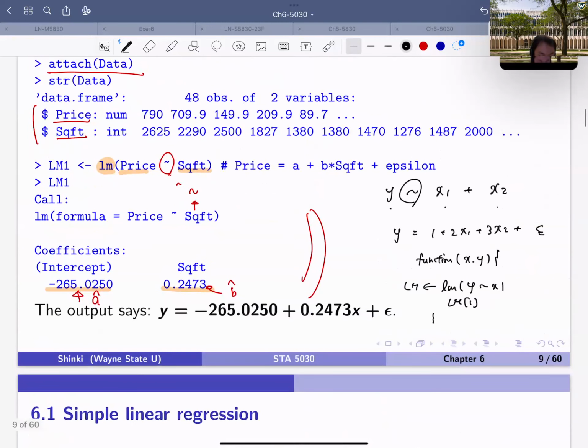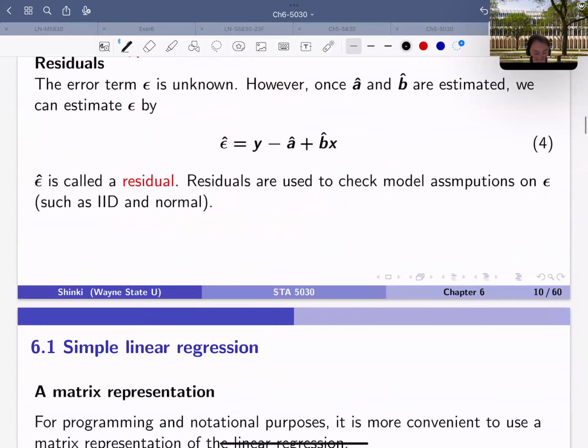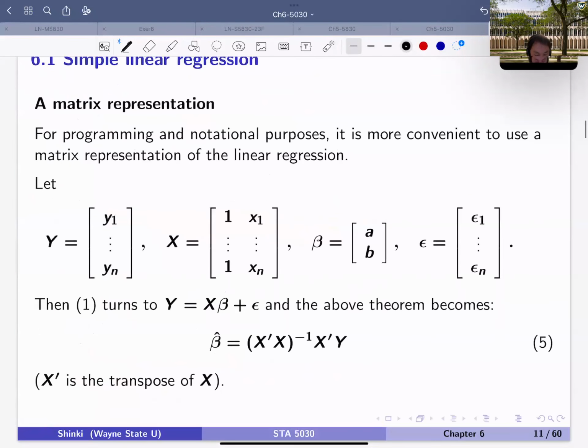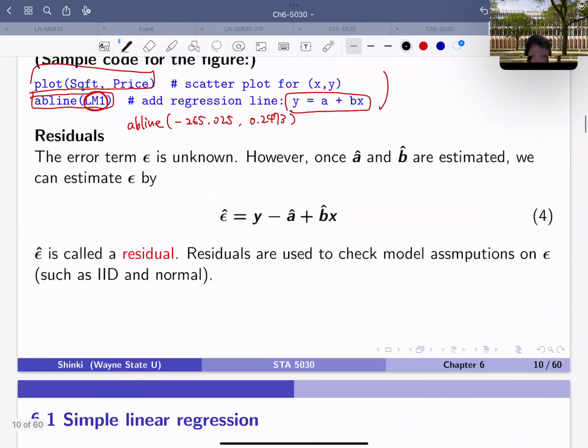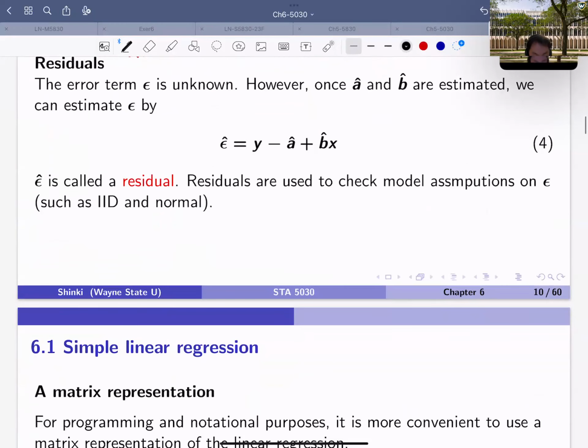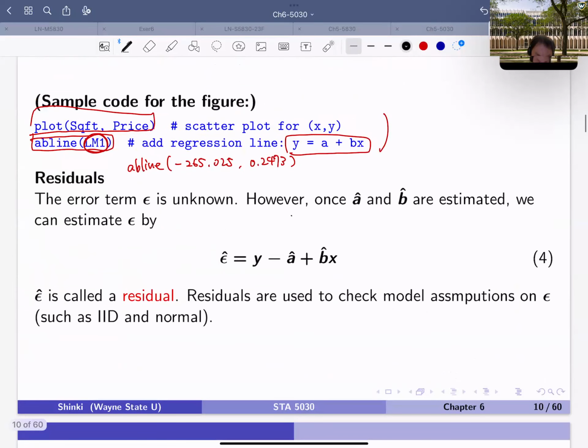So tilde is a specific kind of grammar to define a regression model. And the residuals. So remember that y is equal to a plus bx plus epsilon.